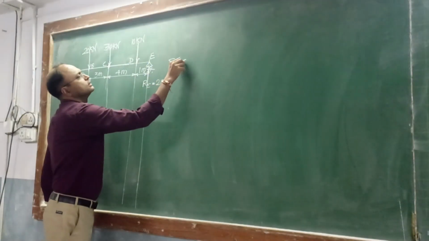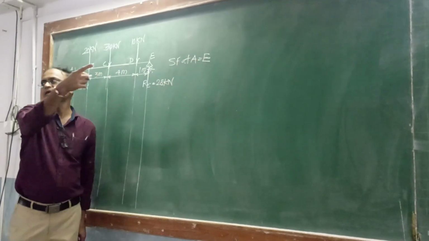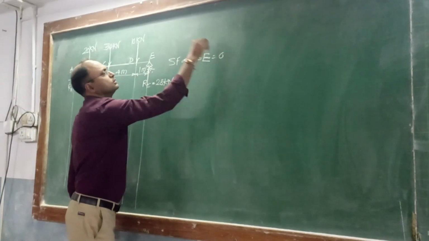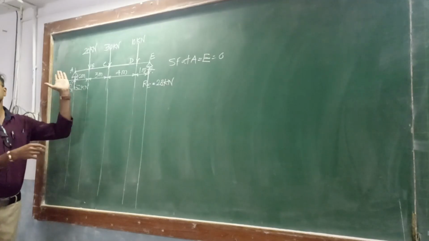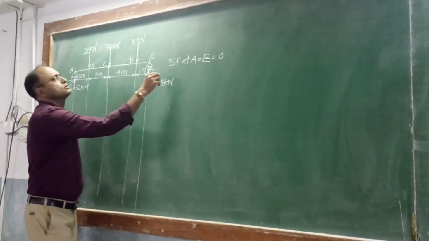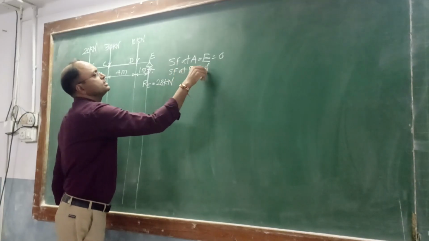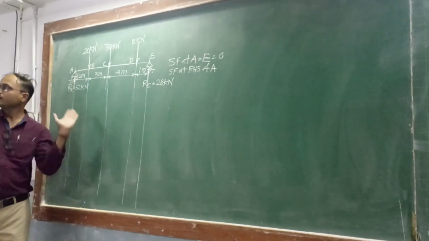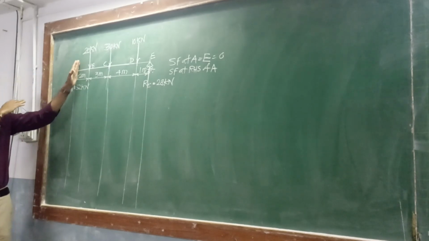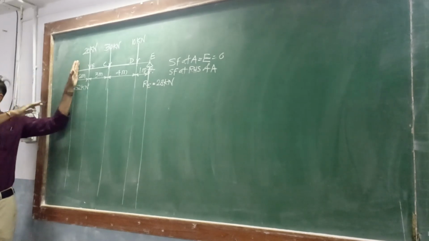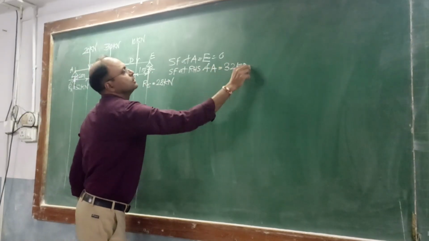Shear force at A is equal to shear force at E is equal to 0, because both are supports. What is the other value of shear force at A? Shear force at the right hand side of A will be how much? It will be 32 because there is a force of 32 kilonewton on the left side. So shear force RHS of A is equal to 32 kilonewton.